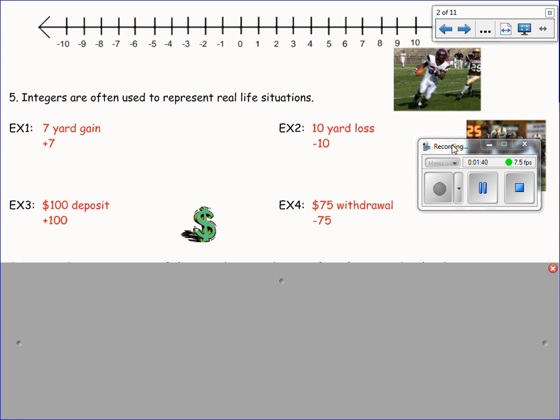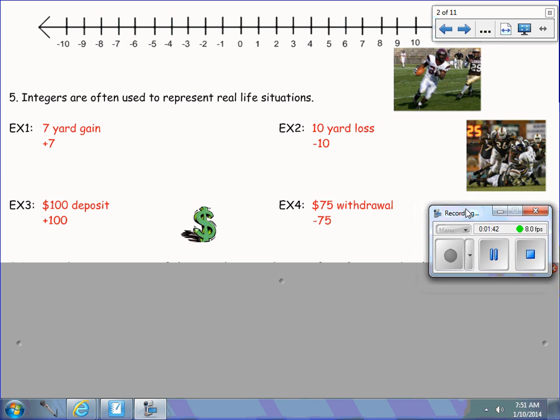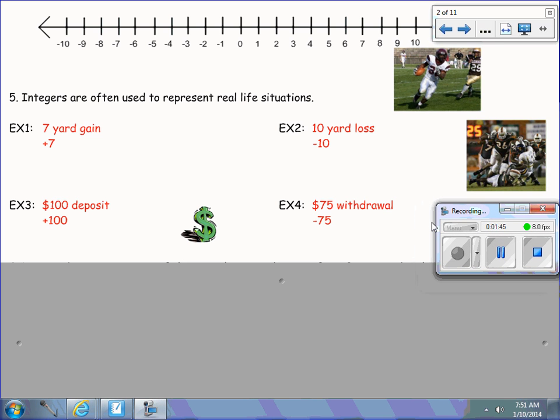When you go to the bank and you have some Christmas money or birthday money, and somebody gives you $100, you want to put it in the bank, it is +100. It's a $100 deposit. Example 4, if you need $75, you want to take a $75 withdrawal out, it's considered a negative. You're withdrawing it. It's a negative integer.